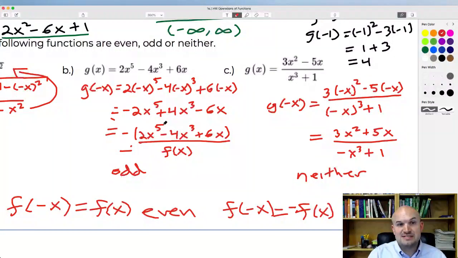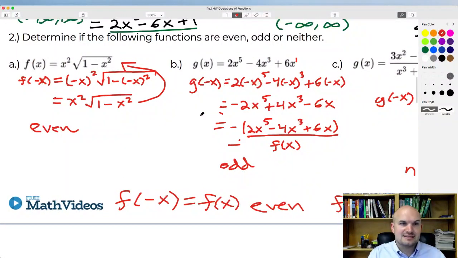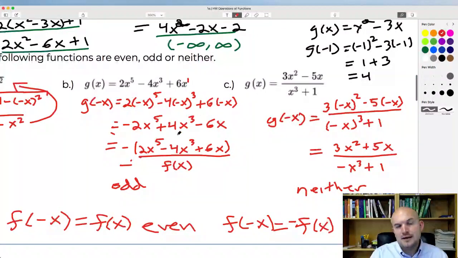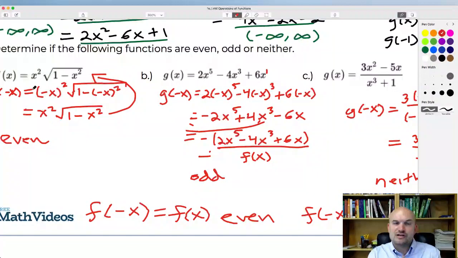And then notice also this one's odd, but all the coefficients are even. So it's not about the coefficients, it's about the powers. But again, I guess not always, and some of these can be tricky, so you want to be careful. But when you're dealing with polynomials, look at the powers, not anything else.